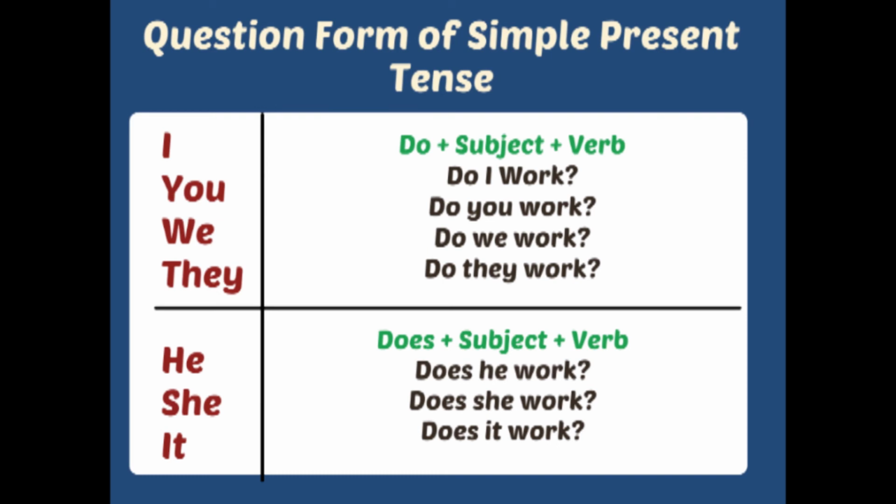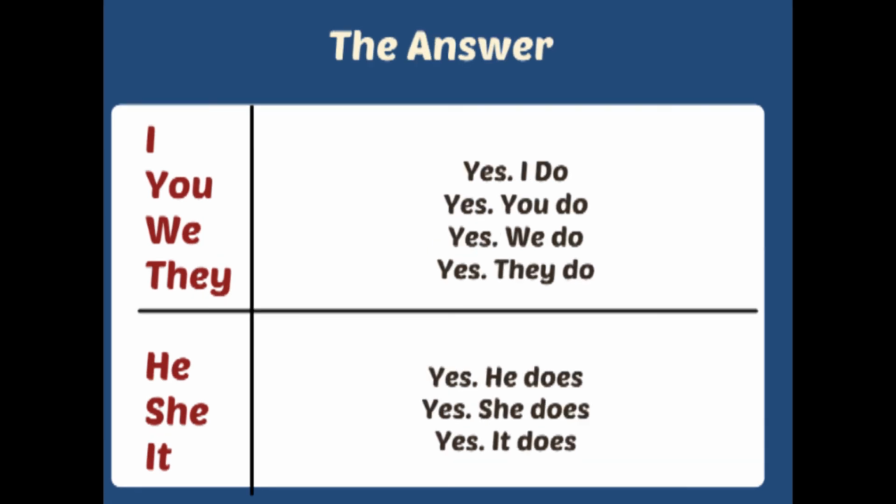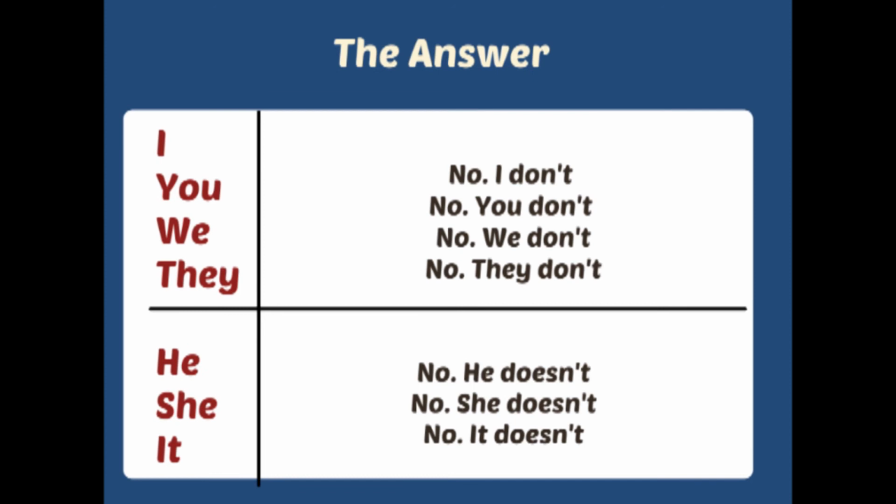Good. Now you know how to give the short answers also. So for example, how can we use it: do they need help? They do. That is the positive form. In the negative form, how will we say? No, they don't.